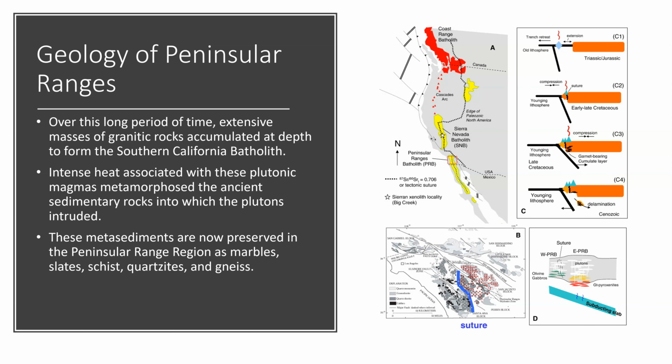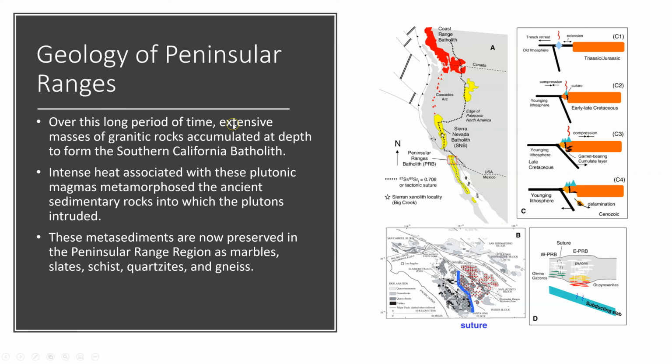So the geology of the Peninsular Ranges shows extensive masses of granitic rocks, similar to the Sierra Nevada batholith, which we haven't fully talked about yet, but we've kind of alluded to it a little bit. The Sierra Nevada batholith is obviously part of the Sierra Nevada, and the Peninsular Ranges batholith is similar, and we're going to talk about the differences between the different rocks.